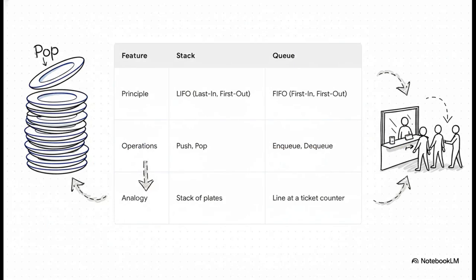Okay, so let's just put them right next to each other. As you can see here, the stack is LIFO. Think plates. And you push and pop from the same end. The queue is FIFO. Think of a ticket line. And you enqueue at one end and dequeue from the other. It seems like a small difference, right? But that one tiny change in rules leads to completely different superpowers.